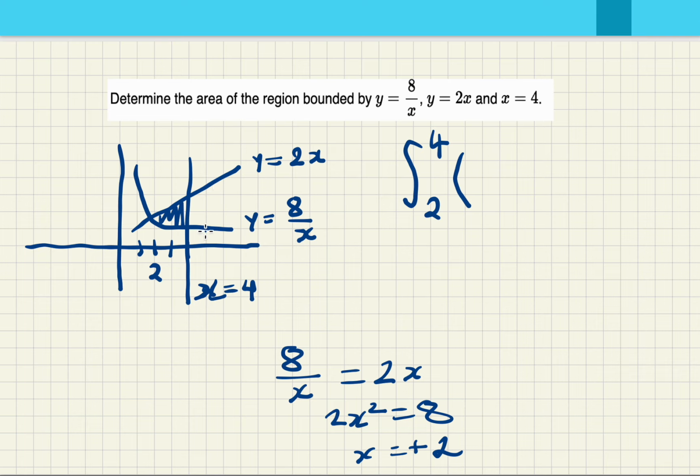So those are our bounds, and now to create our function, we need to subtract the top function by the bottom function. So in this case, the top function is 2x, and that is subtracted by the bottom function, which is 8 over x in this case.